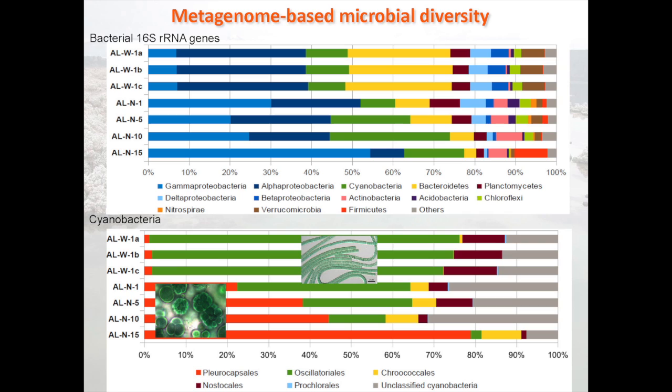And because cyanobacteria are thought to be particularly important players in microbialite formation, we looked in more detail at the diversity of cyanobacteria, and what we saw is that there is a gradient. Surface microbialites are dominated by filamentous Oscillatoriales, which are benthic cyanobacteria, whereas there is a progressive increase with depth of cyanobacteria belonging to the order Pleurocapsales, which are endolytic cyanobacteria.